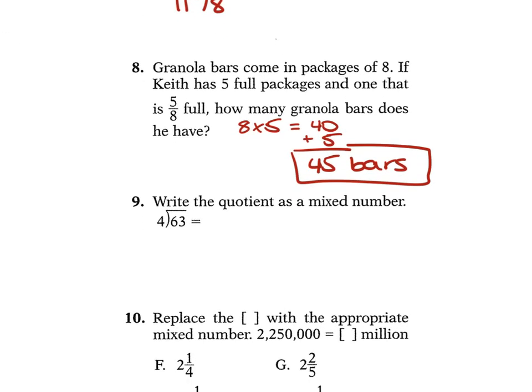For 9, we have 63 divided by 4. We're writing it as a mixed number. So 4 goes into 63 how many times? 4 goes into 6 once with 4. We subtract, we have 2. We bring down the 3. 4 goes into 23 5 times with 20. We subtract, we have 3. So that's 15 and 3/4.